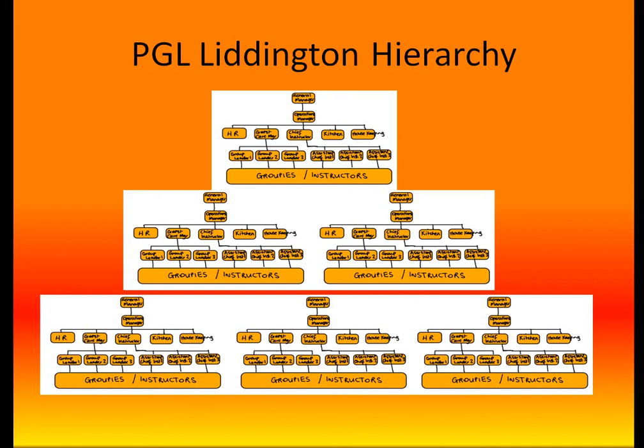A hierarchy shows how workers are organised within a business. Another word for a hierarchy is an organisation chart. Generally speaking, the person at the top of the hierarchy has the most responsibility and authority. And as you move down the levels within the hierarchy, the workers in those levels have less responsibility and less authority. PGL Liddington is one branch of PGL, and there are several throughout the UK and Europe.